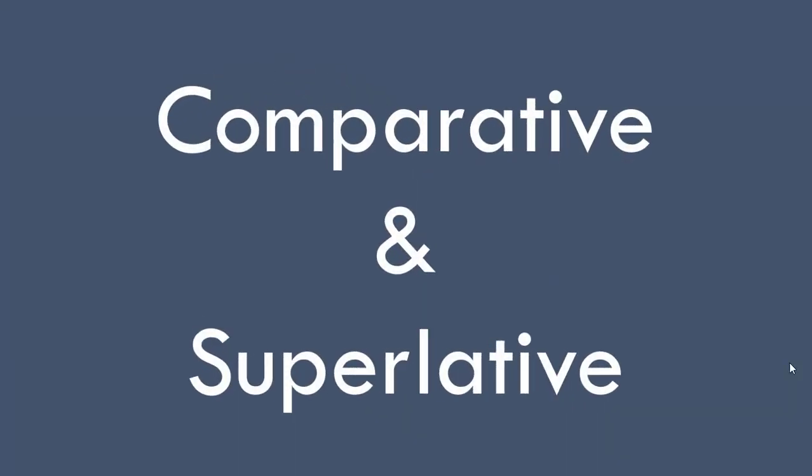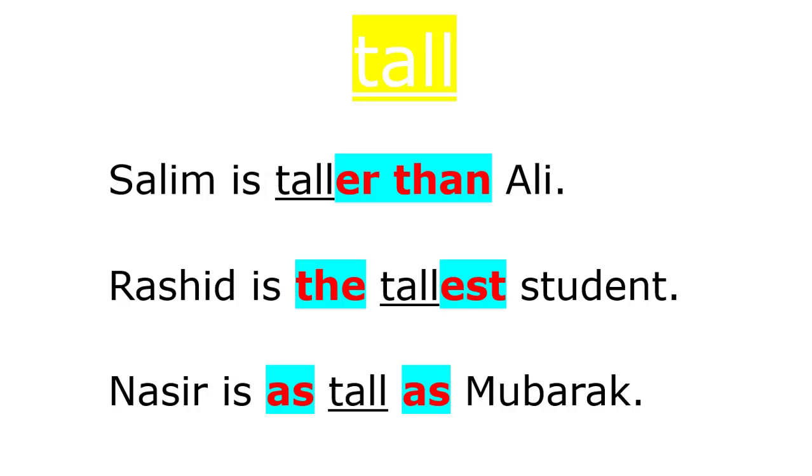Now let's move to the comparative and superlative. Now let's discuss the difference between comparative, superlative, and using "as". Salim is taller than Ali. Rashid is the tallest student. Nasser is as tall as Mubarak.